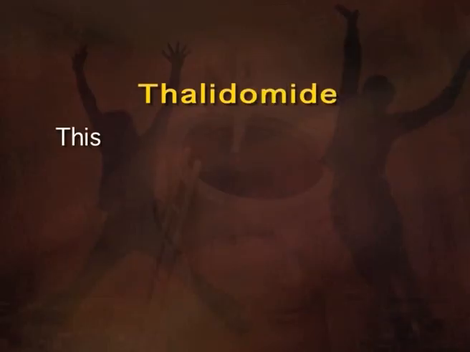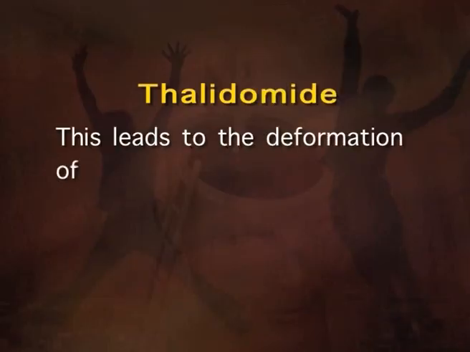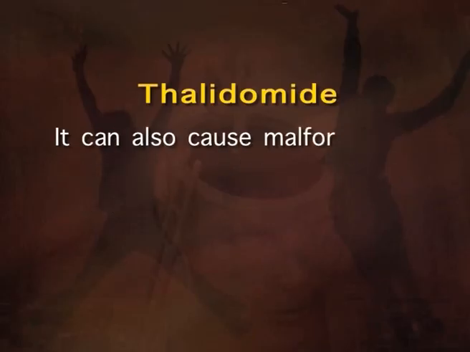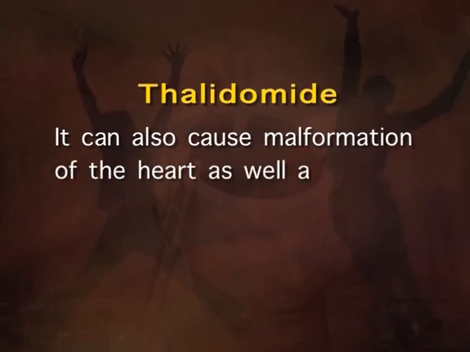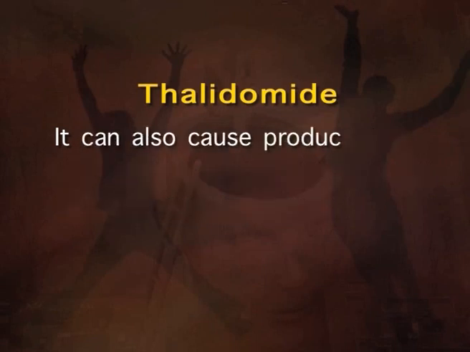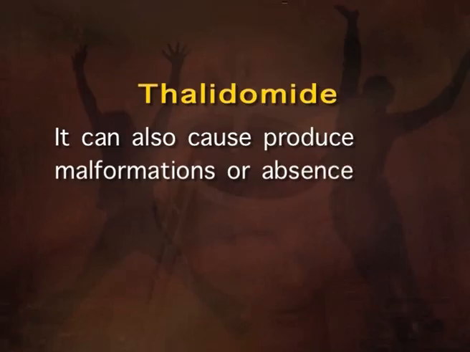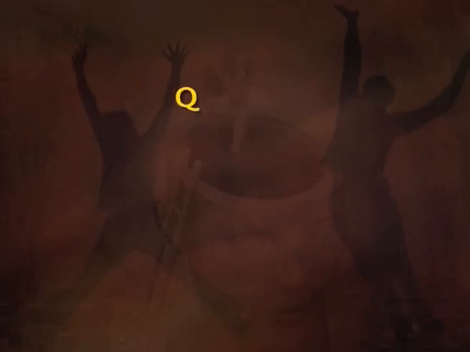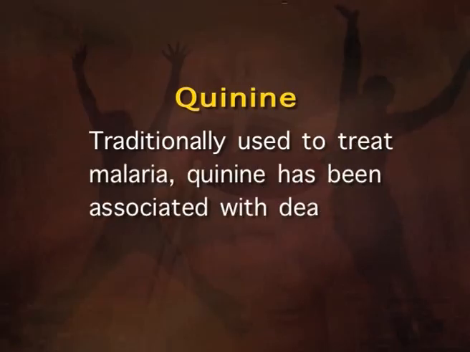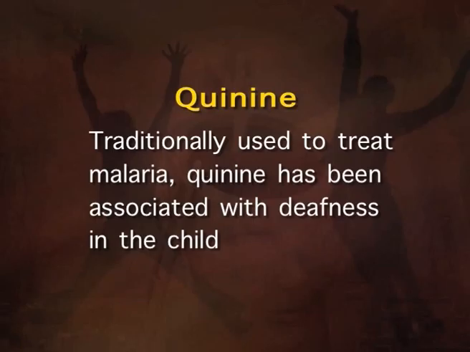Thalidomide. This leads to the deformation of the child's face, limbs, fingers and toes. It can also cause malformation of the heart as well as the digestive and the genitourinary tracts. It can also produce malformations or the absence of limbs. Quinine. Traditionally used to treat malaria, quinine has been associated with deafness in the child.